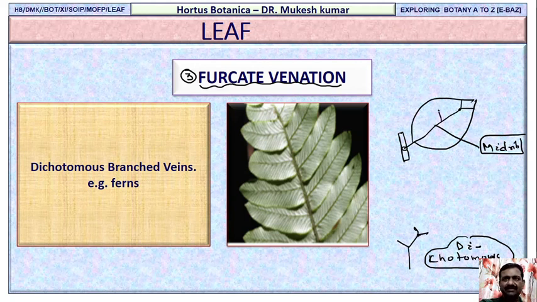Here, see, this is the vein, and it is also bifurcating into two. So when veins bifurcate like this in dichotomous branching, this is called furcate venation, and this is very common in pteridophytes, ferns. So see, I have written here that dichotomously branched veins are found in pteridophytes, that is fern, and this is called furcate venation.